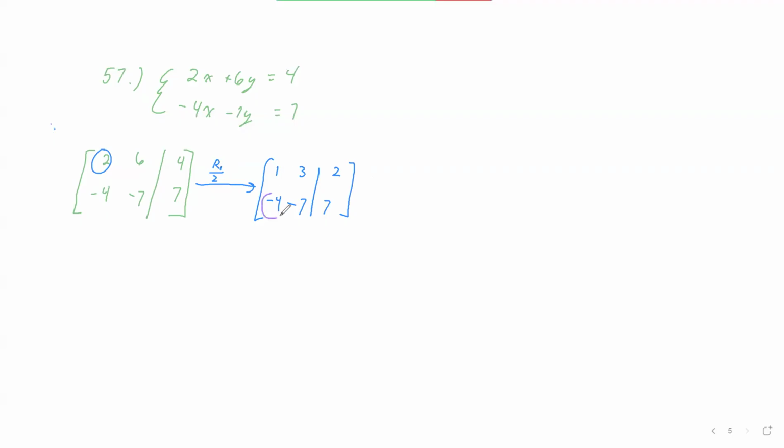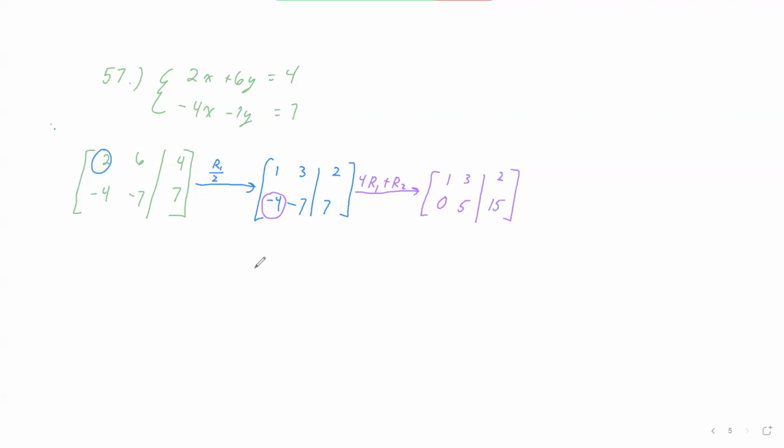Step 2, get this to become a 0. Best thing to do is multiply by the opposite of this number to row 1. So in this case, I'm going to say 4 times row 1 plus row 2. So now my result will go to row 2. And so whatever this number is, change the sign, multiply it to row 1. So that means row 1 will not change. So 4 times 1 is 4, plus -4 is 0. That's what I wanted. 4 times 3 is 12, plus -7 is 5. 4 times 2 is 8, plus 7 is 15.